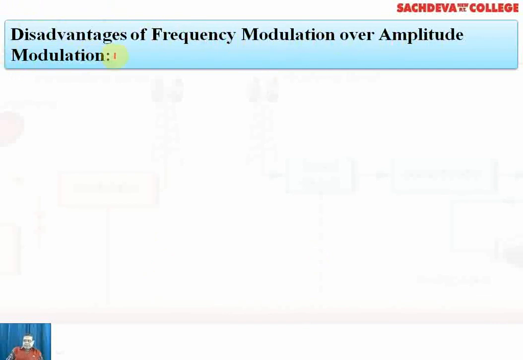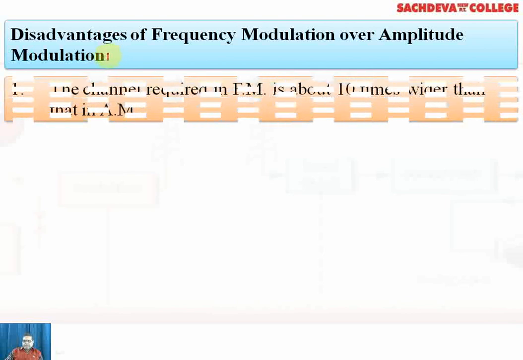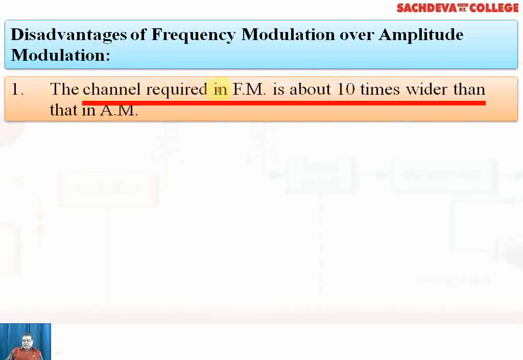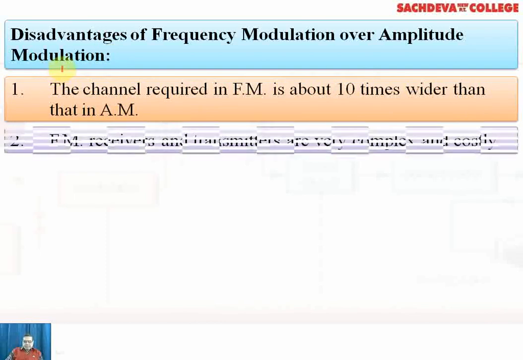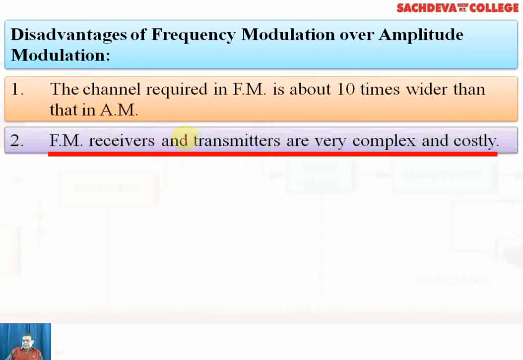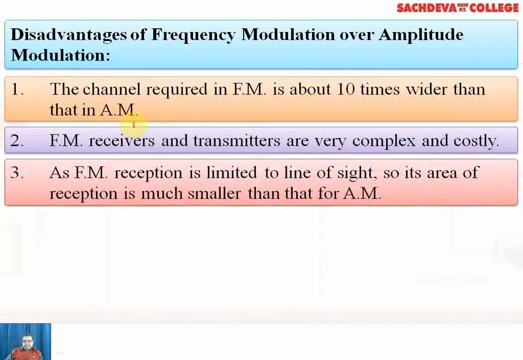So there are some negative points in frequency modulation, comparable to amplitude modulation. The channel required in FM is about 10 times wider than that in AM. When it is 10 times wider, it means some frequencies can possibly mix up together. FM receivers and transmitters are very complex and costly. So economy is involved; receivers and transmitters are extremely costly.